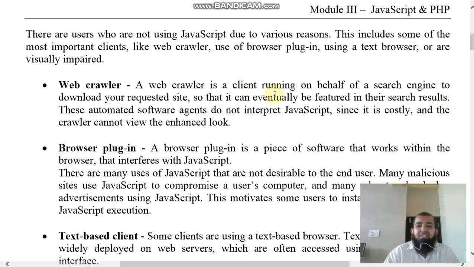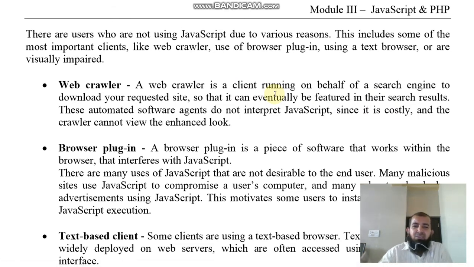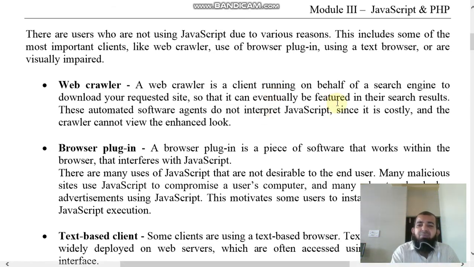Is a client running on behalf of a search engine? A web crawler itself runs on behalf of a search engine to download your requested site, so there is no need for you to search for that site. The web crawler searches for the requested site on behalf of the search engine so that it can eventually be featured in their search results.